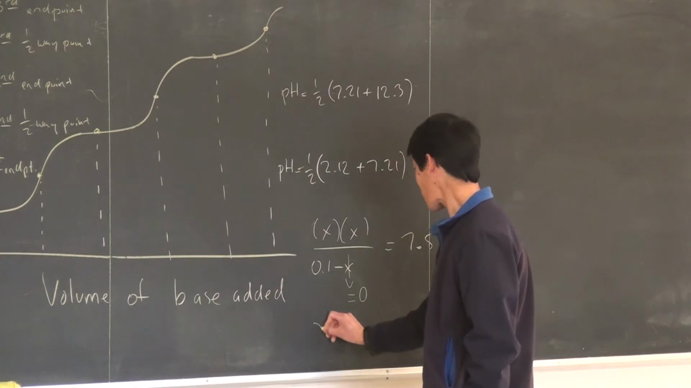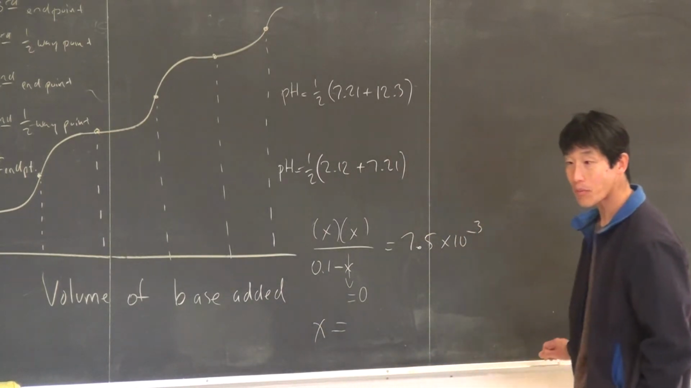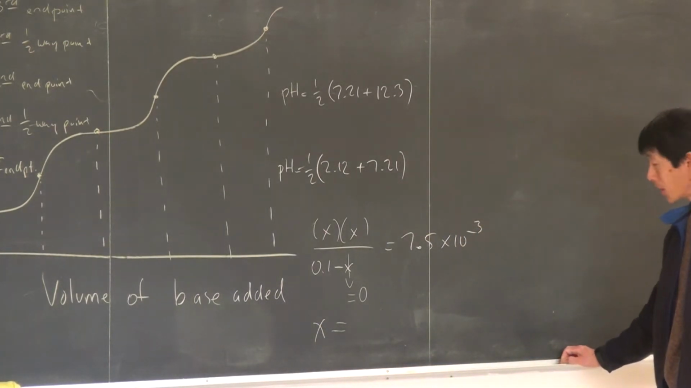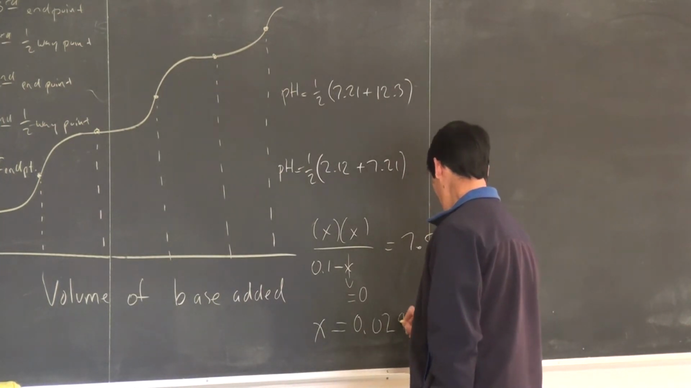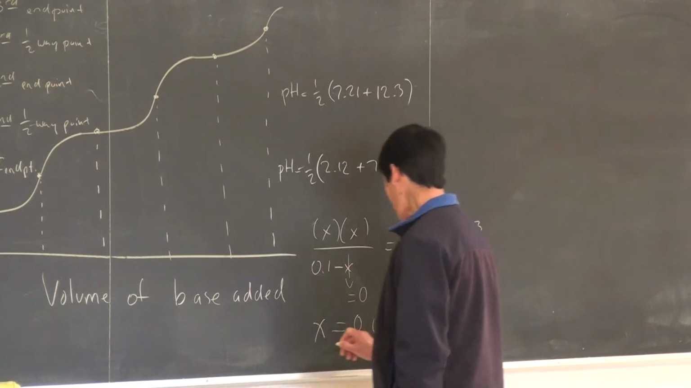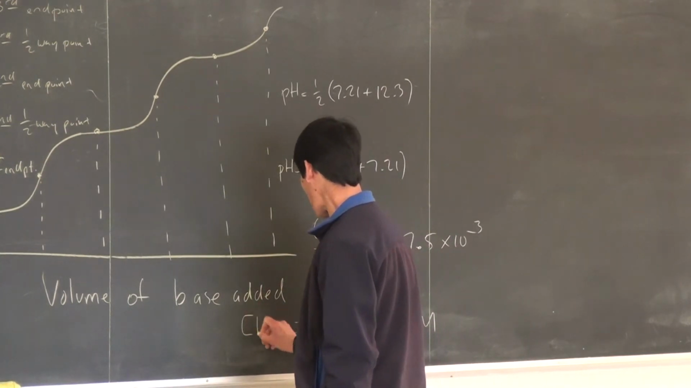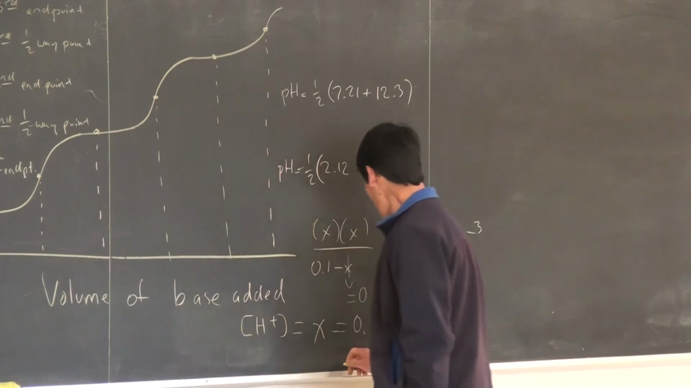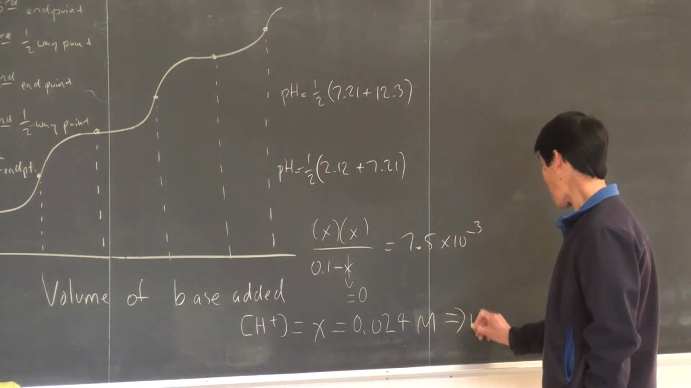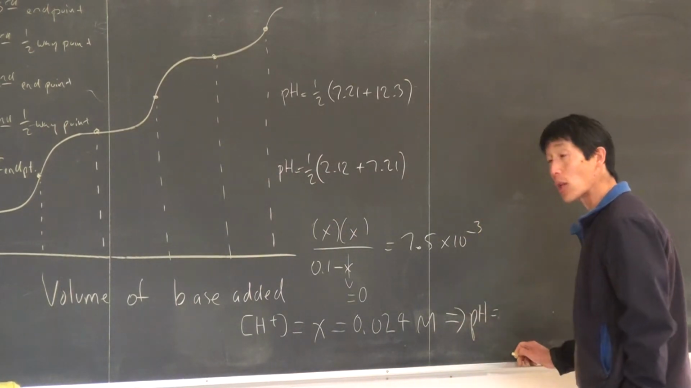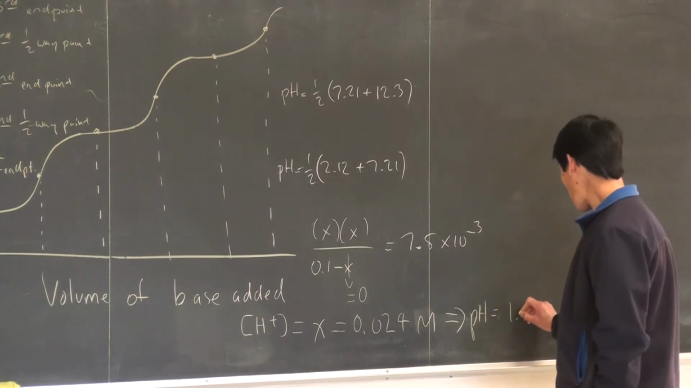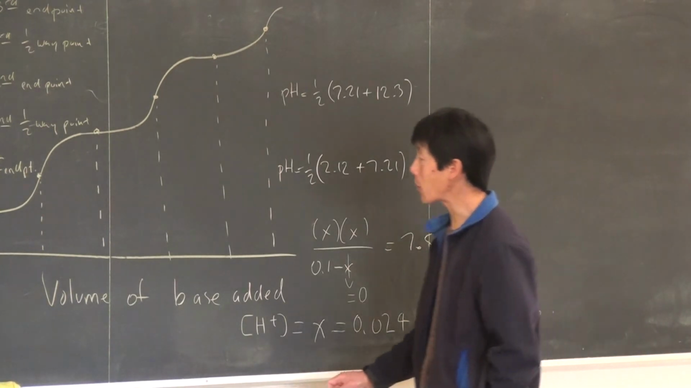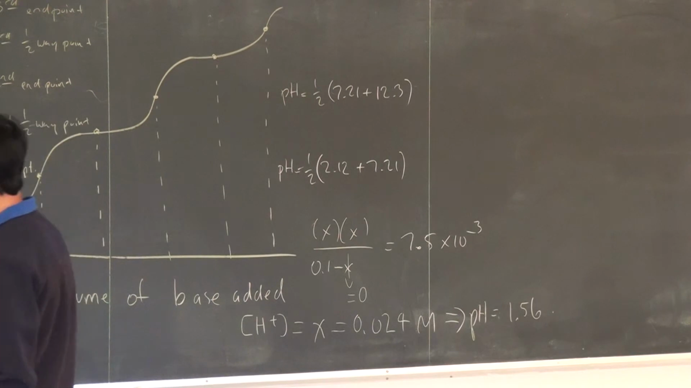So if you solve for x, 0.024. Now note that x is equal to H plus. So from here we can calculate the pH, so the pH is equal to minus log of 0.024, which is 1.56. So that's going to be the pH at the starting point, 1.56.